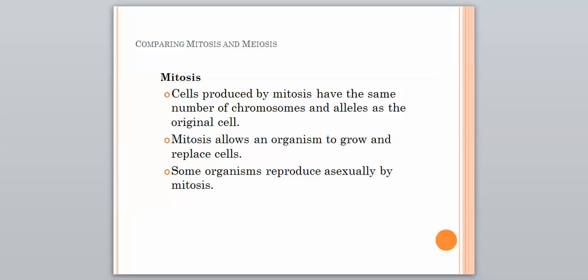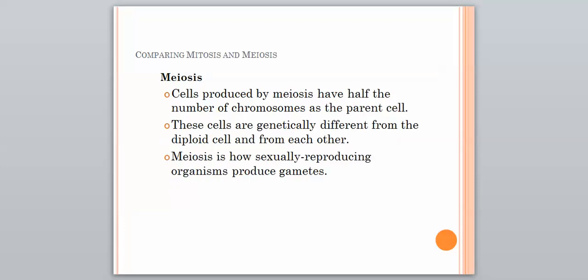And then now we have some points from meiosis that are going to differ from that. Cells produced by meiosis have half the number of chromosomes as the parent cell. Again, we mentioned that going from diploid to haploid. And these cells are genetically different from the diploid cell and from each other. So we can't forget the fact that they're different from the parent, but they're also different from each other. None of the 4 cells that are created are identical. And meiosis is how sexually reproducing organisms produce gametes. That is how humans and pretty much all the other animals in the animal kingdom reproduce.